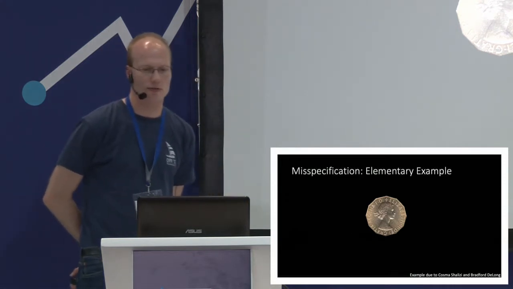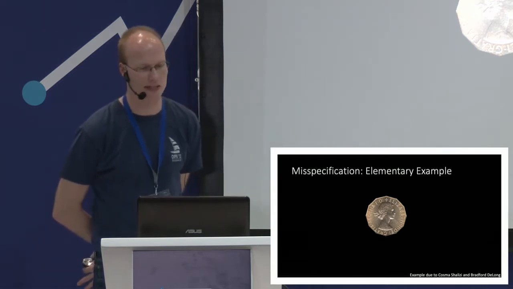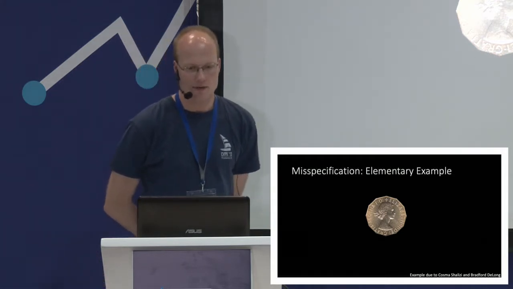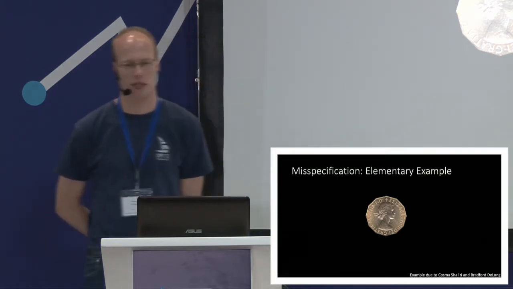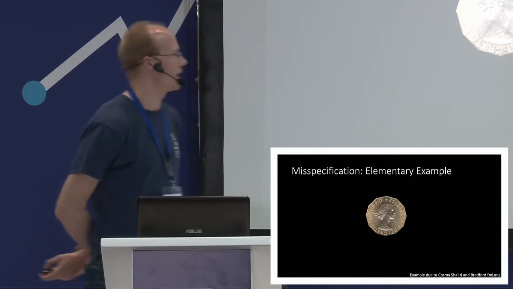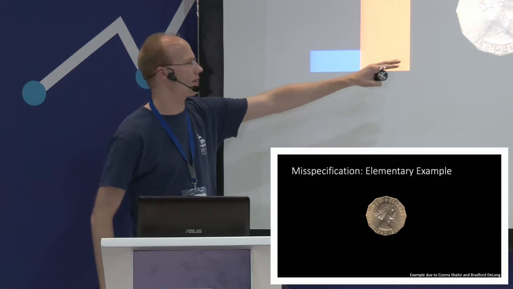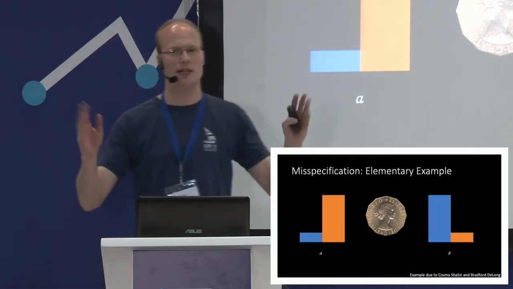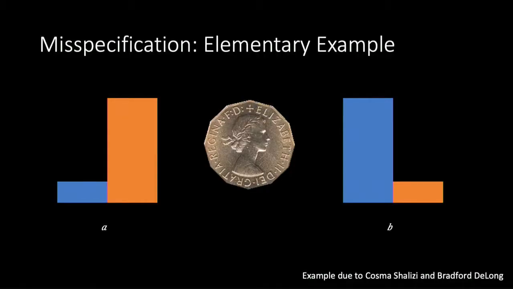This example is due to Cosma Shalizi and Brad DeLong, and it's an illustration of what can go wrong if your model is misspecified. So I give you a coin, and I tell you the coin is biased. It's biased in one of two ways. Either the coin favors tails or it favors heads. Maybe I even tell you it favors 80% heads or it favors 80% tails. But I don't tell you which of the two it is. So how would you find out? I give you the coin. You can actually throw it. You can do some experiments on these coins.